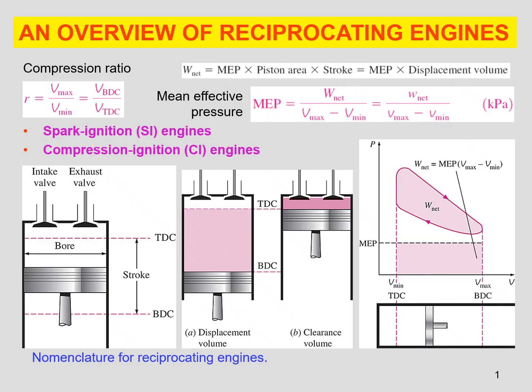And another parameter is mean effective pressure. So what is the mean effective pressure? That is the ratio between net work divided by volume difference. Volume difference is the displacement volume, which is equal to maximum volume minus minimum volume. So, as given in the slide.